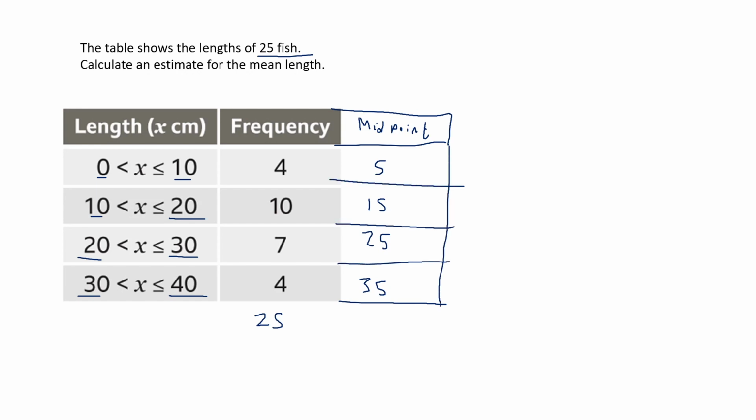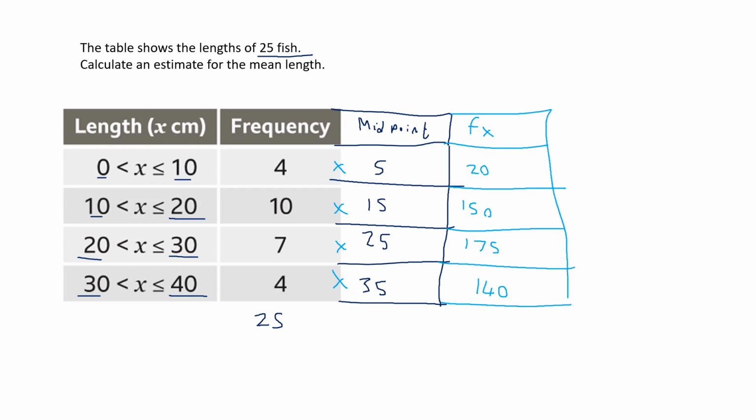So that's our midpoint. Now what we need to do is multiply by the frequency. So 4 times 5 is just going to be 20. 10 times 15 is 150. 7 times 25 is going to be 175. And finally 4 times 35 is going to be 140. Let's add them up to get our final answer.